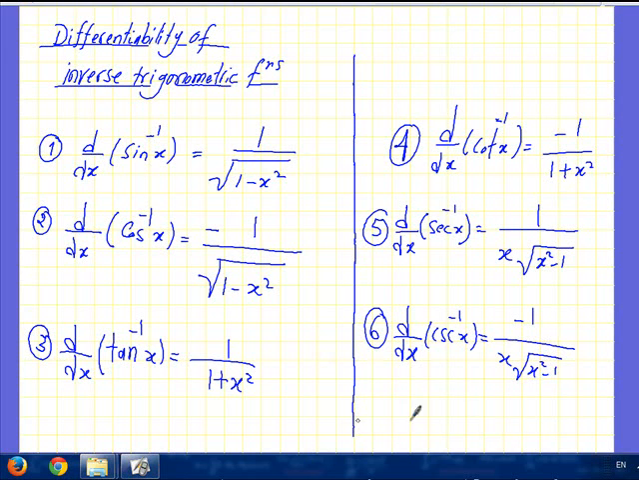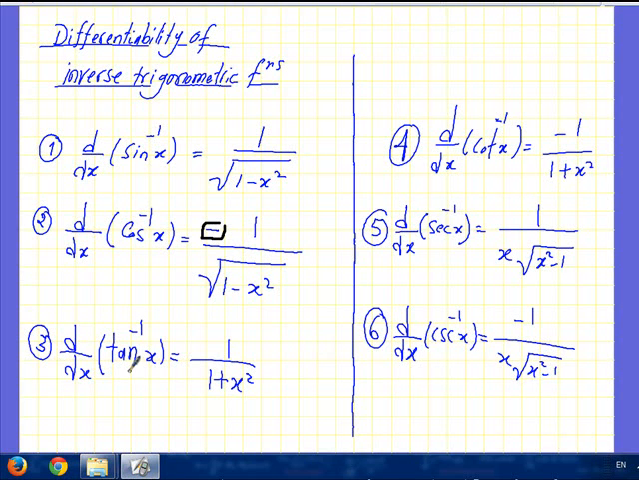Now for the differentiability of sine minus 1 x, which is the inverse of sine x, it will be 1 over the root of 1 minus x squared. d by dx for cosine minus 1 x will be negative 1 over the root of 1 minus x squared. We notice that sine minus 1 and cosine minus 1 are the same except for the negative sign.